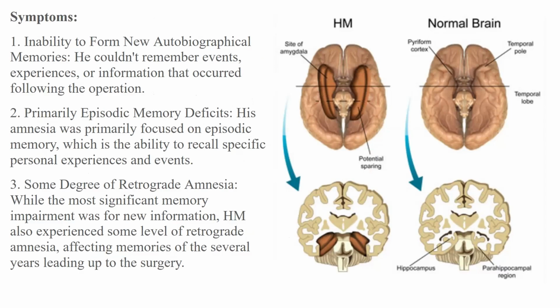Then primarily episodic memory deficits. His amnesia was primarily focused on episodic memory, which is the ability to recall specific personal experiences and events. And then some degree of retrograde amnesia was also there. While the most significant memory impairment was for new information, he also experienced some level of retrograde amnesia, affecting memories of several years leading up to the surgery.